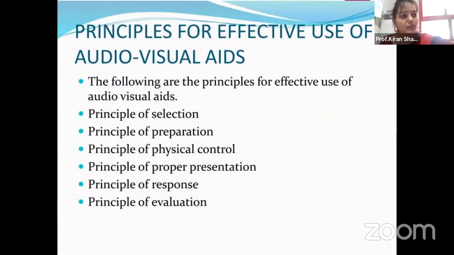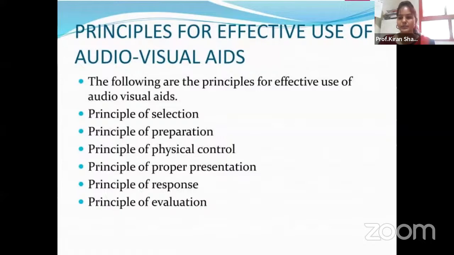Suppose you are showing flashcards. How do you show them to the class? If you just hold them like this, it does not work. You should be visible to the audience, and your AVA should also be visible to the audience, so you have to hold it in such a way. Then you have to move. The proper handling and displaying of the AVAs is very important. That all comes under the principle of proper presentation.